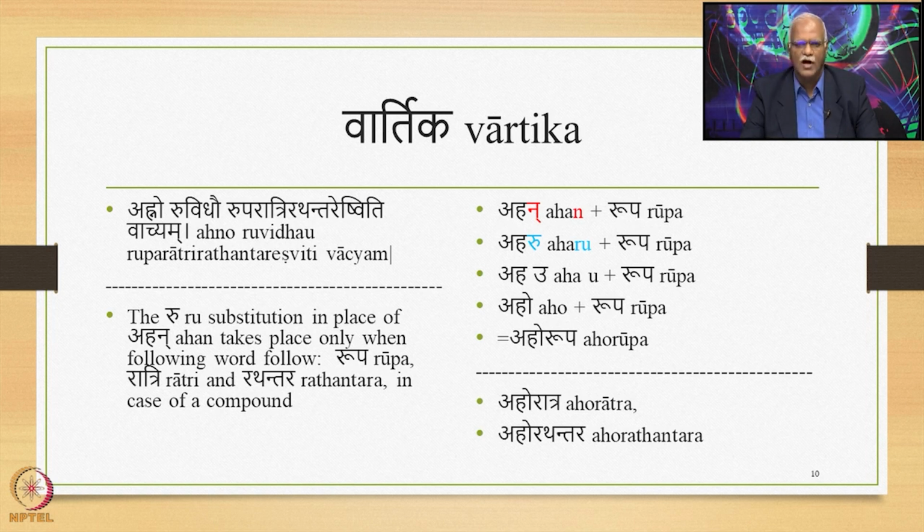So we have ahan plus rupa, na is substituted by ru. So we have aharu plus rupa, then this gets substituted by u, and then there is guna sandhi. So we have aho rupa, and then also we have ahoratra and aho rathantara, and that is why in ahargana ra does not get substituted by u, it remains as ra.